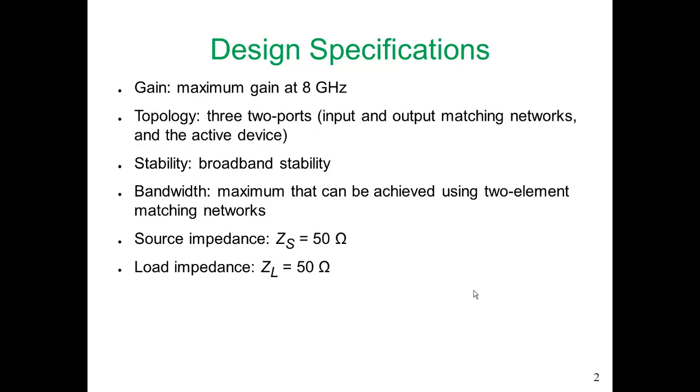For bandwidth, we're going to use the bandwidth that's established by 2-element matching networks. That bandwidth is set for us. We could get a bigger bandwidth if we used more elements, of course, and we could narrow the bandwidth as well if we used more than 2 elements. But with 2 elements, our bandwidth is going to be set. And our input and output impedances are 50 ohms.